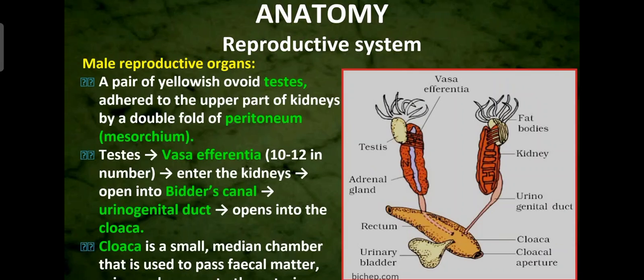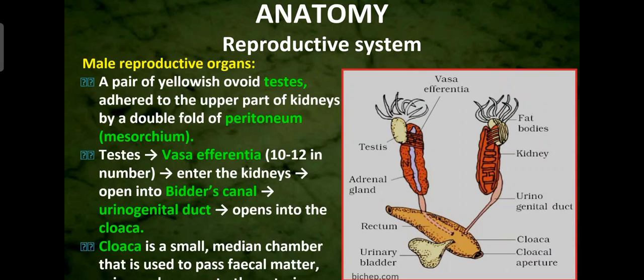Then these enter the kidneys into the Bidder's canal. The vasa efferentia are entering into the Bidder's canal, which is present in the kidney. A canal-like structure is present, and they open into it. That canal-like structure is called Bidder's canal, and it opens into the urinogenital duct.